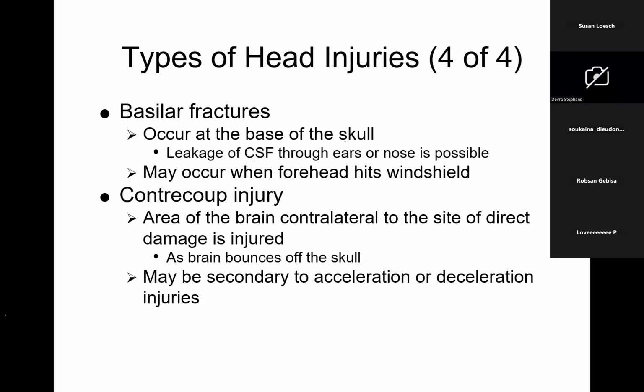Contrecoup injury. This occurs when the brain on the contralateral side of the damage is injured when the brain bounces off the skull. This can be secondary to acceleration or deceleration injuries. So, like when you hit the windshield and then you bounce back, it causes the brain to rebound against the opposite side of the skull, and it usually causes some sort of minor damage.